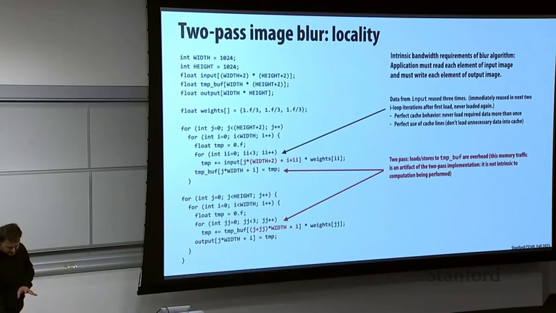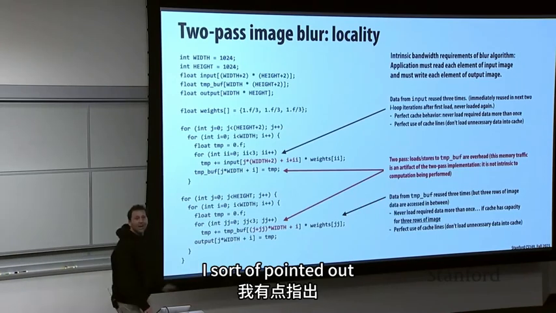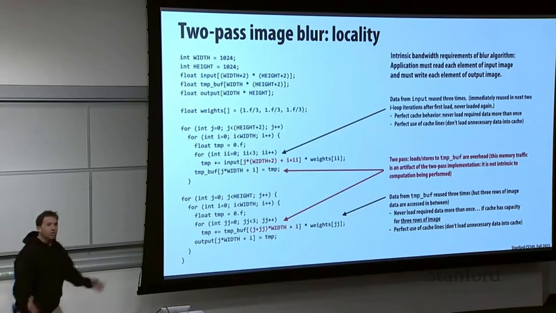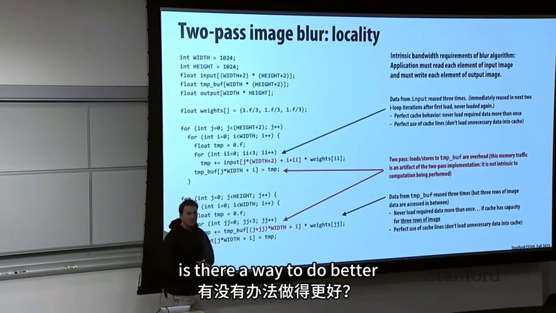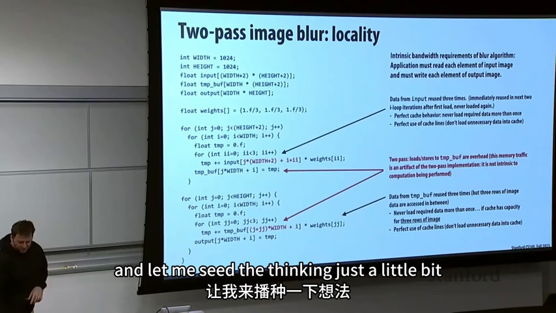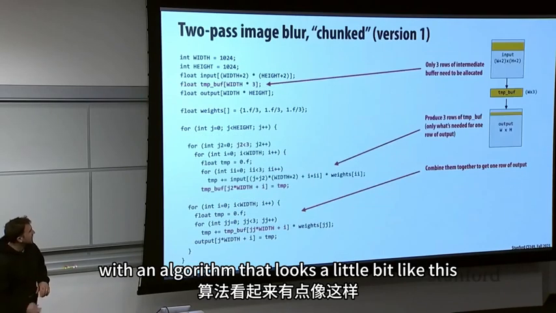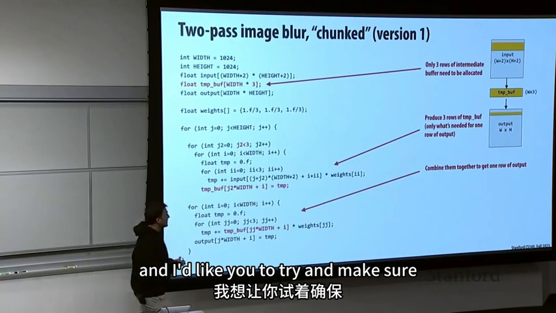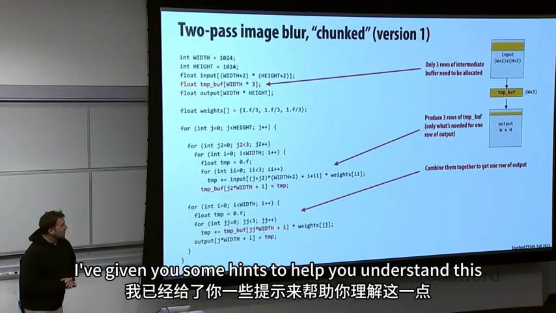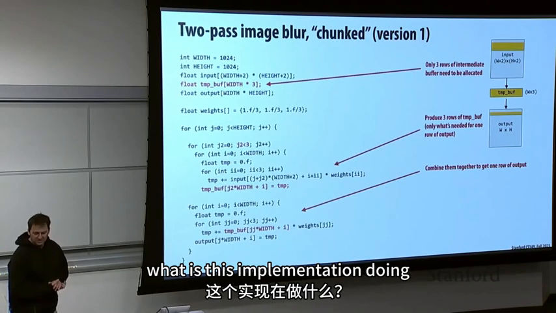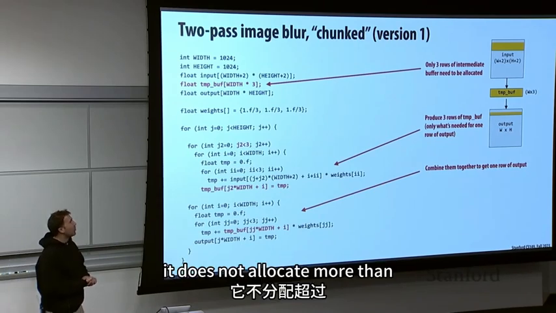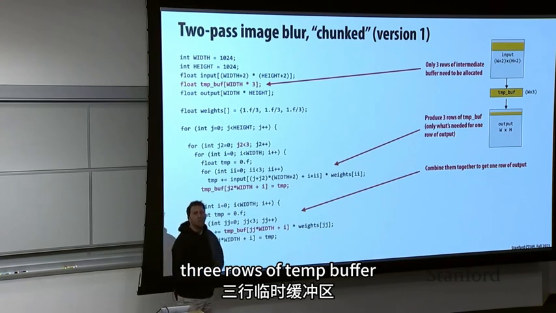So we actually already talked about this a little bit. I pointed out all the places where data gets reused. Okay, so, question for the audience: is there a way to do better? Let me seed the thinking just a little bit with an algorithm that looks a little bit like this. I'd like you to take a look at this. It might be nice to talk over with someone. I've given you some hints to help you understand this. What is this implementation doing? It does not allocate more than 3 rows of temp buffer.